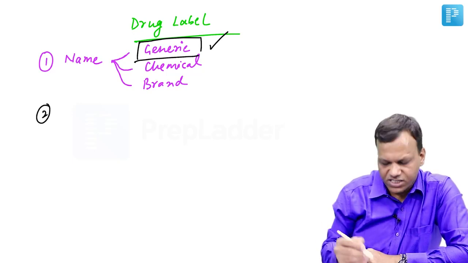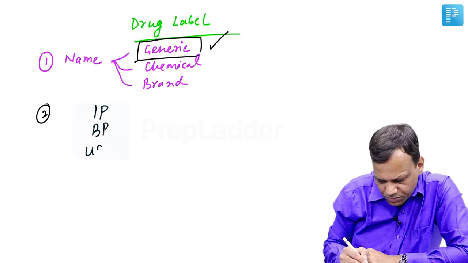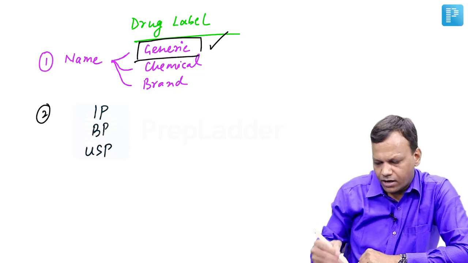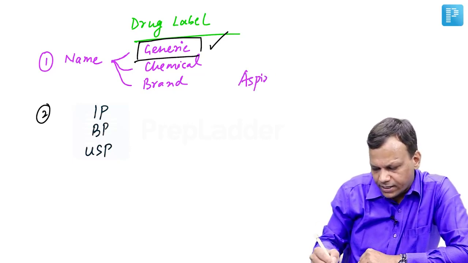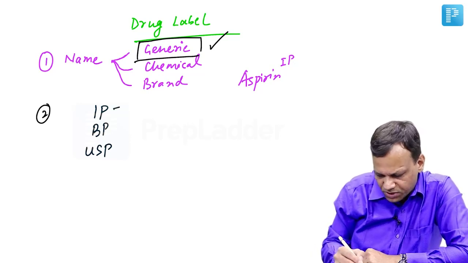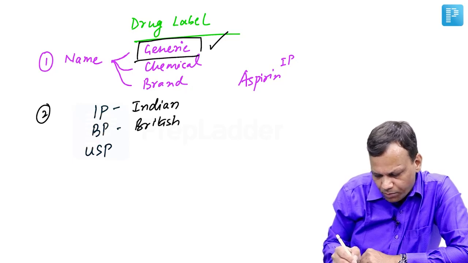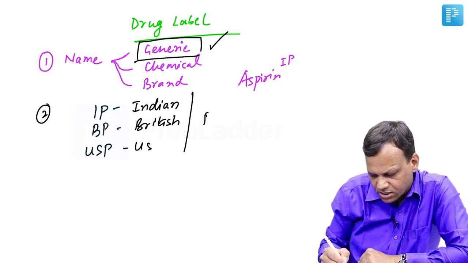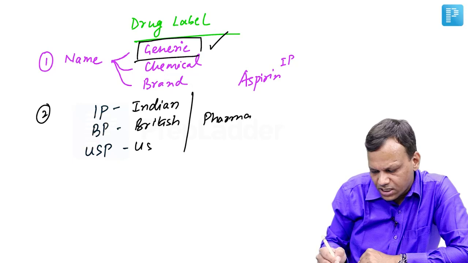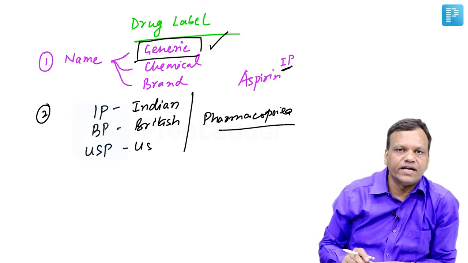Second, there are some abbreviations written on the drug label like IP, BP, USP. For example, the name may contain aspirin IP. So what is IP? IP, BP, USP stand for pharmacopoeias. IP is Indian Pharmacopoeia, BP is British Pharmacopoeia, and USP is United States Pharmacopoeia. These are pharmacopoeias or formularies, which are big books that contain the details about the drug. So as a reference, you can find the details there.